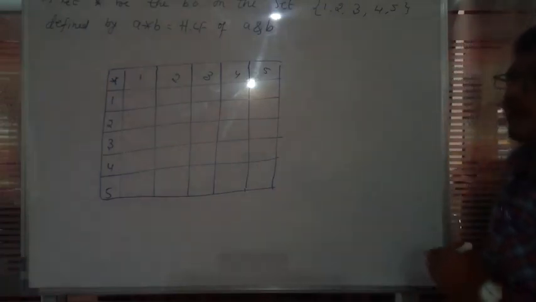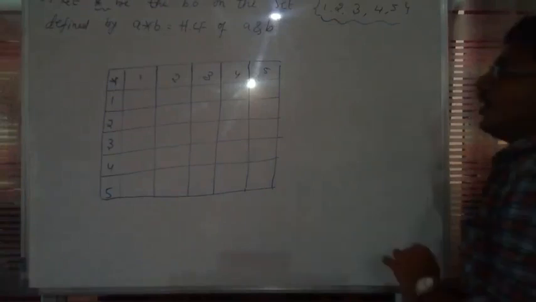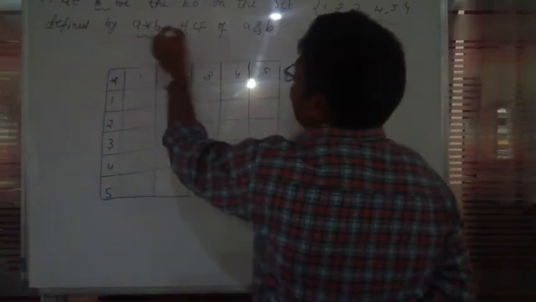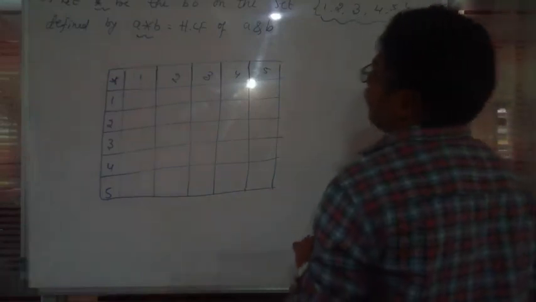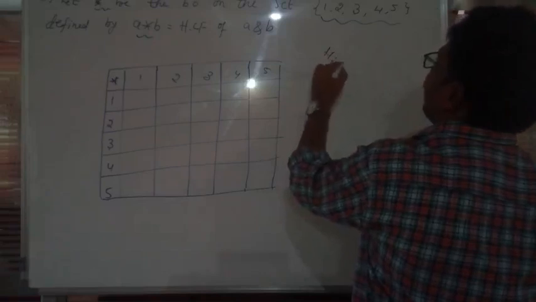Today we are going to discuss another problem on the operation table. The question: let star be a binary operation on the set {1, 2, 3, 4, 5}, defined by A star B equals HCF of A and B. HCF means highest common factor.